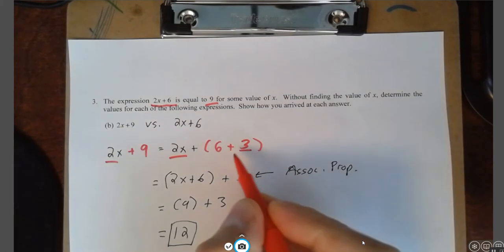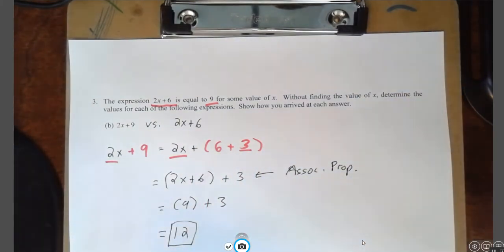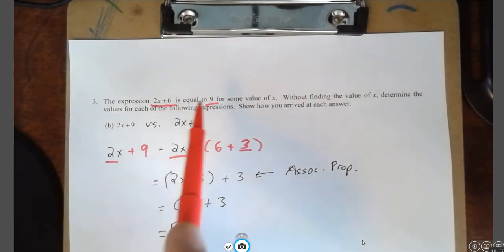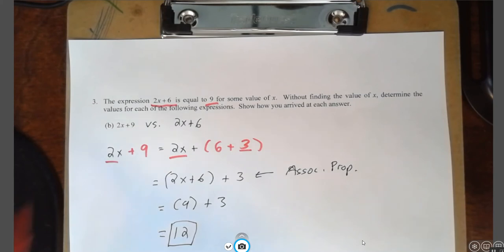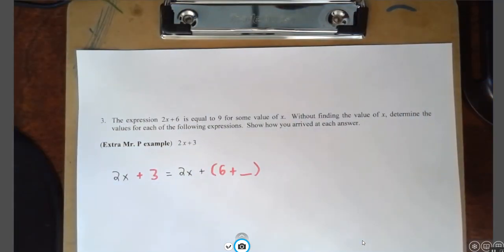2x plus 9 is just 3 more than 2x plus 6. So therefore, if 2x plus 6 is equal to 9, then 2x plus 9, 3 more than 2x plus 6, is just 3 more than 9, 12. Okay, so that's B. And then lastly, this is not one of the examples from the classwork, but I thought I would show this just as an example of something kind of similar but different.